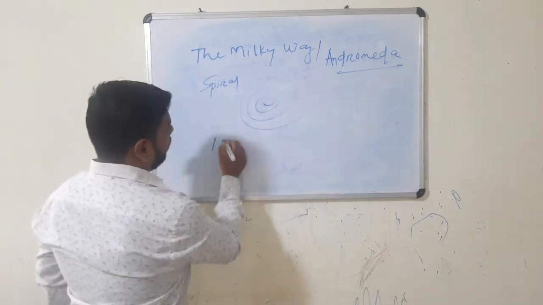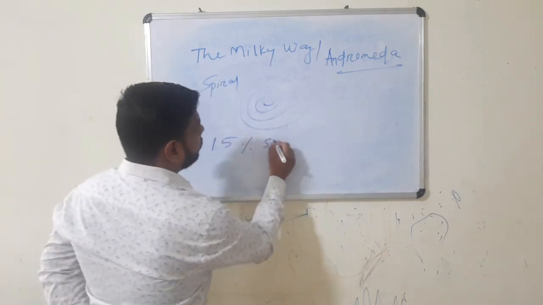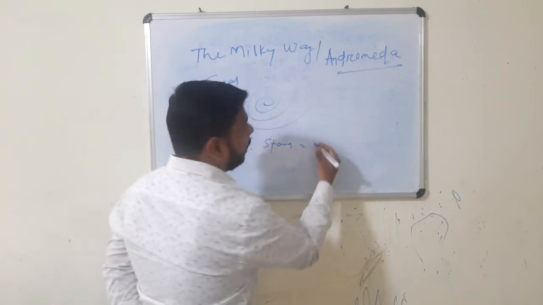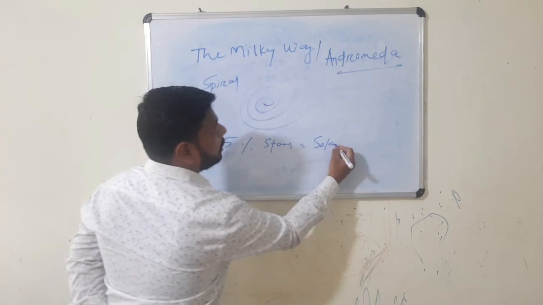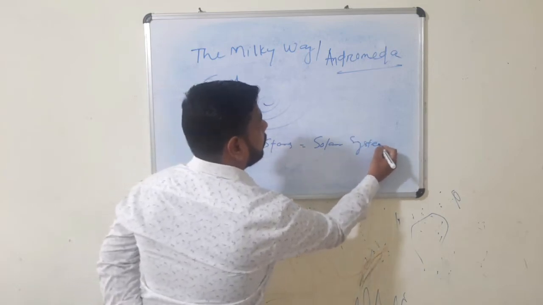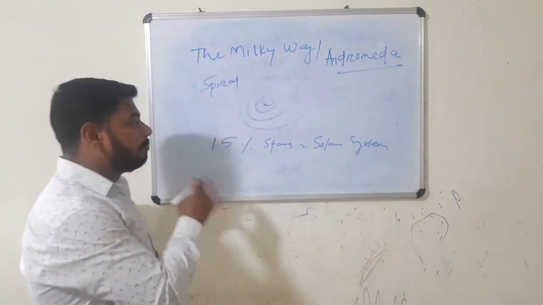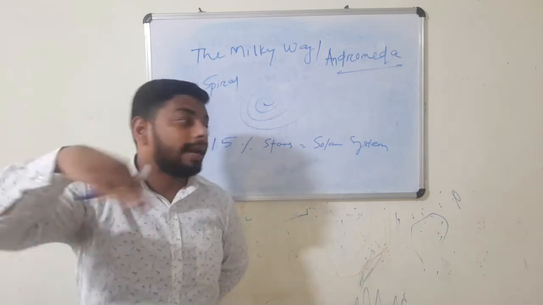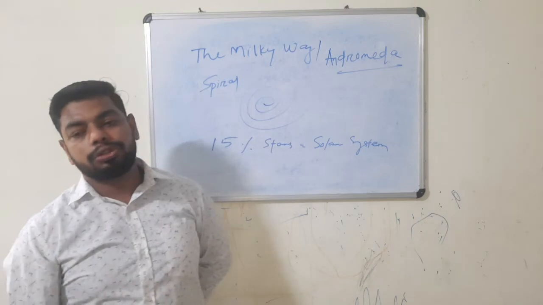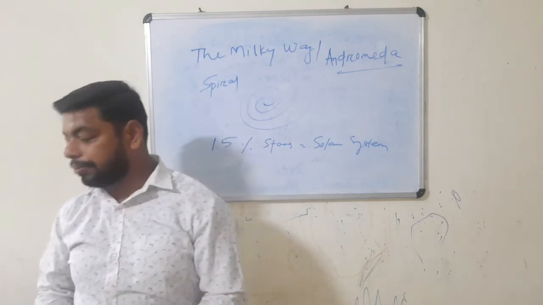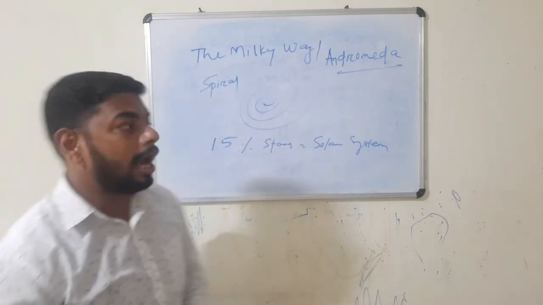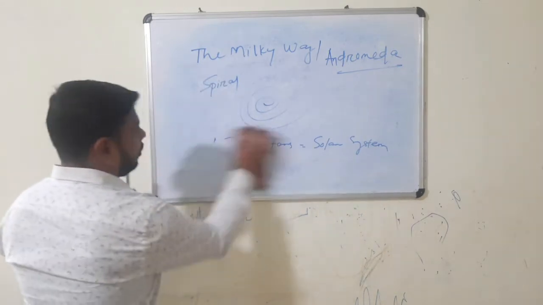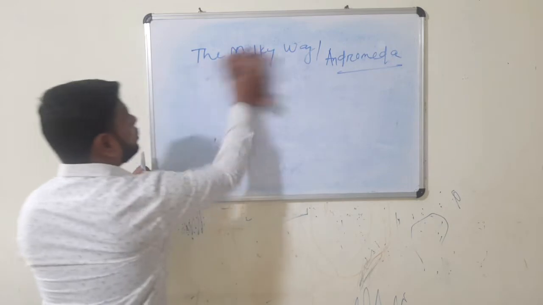Next, in the galaxy there are a large number of stars, and around 15% of stars have their own solar system, where various planets revolve around those stars, and our solar system is one of them. Written now, this much we understood.